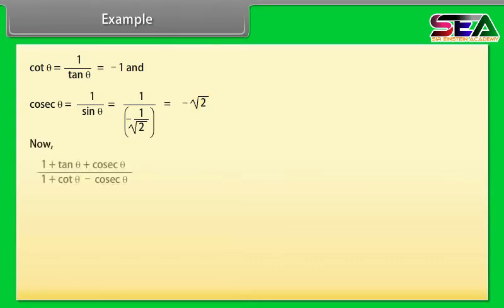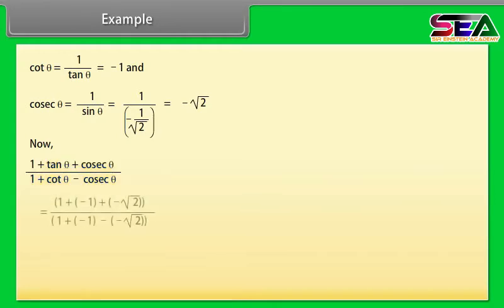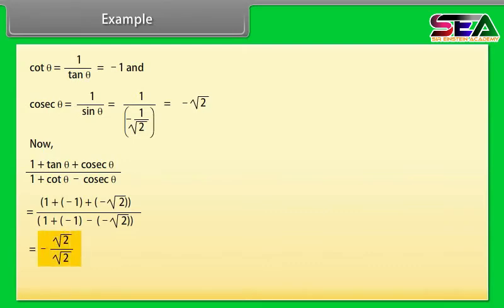Now, (1 plus tan of theta plus cosec of theta) by (1 plus cot of theta minus cosec of theta) is equal to (1 plus minus 1 plus minus of root 2) by (1 plus minus 1 minus of minus root 2), which is equal to minus root 2 by root 2, equal to minus 1.